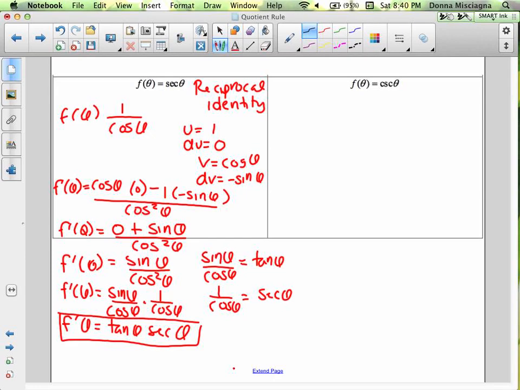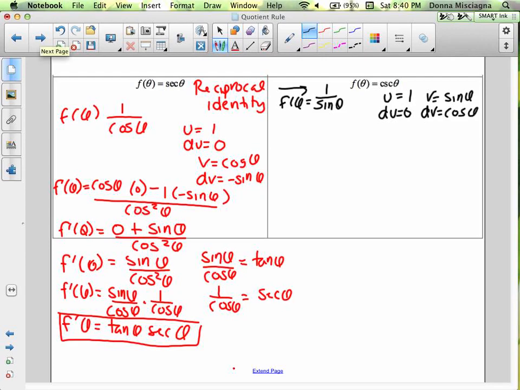All right, want the derivative of cosecant theta. Again, we're going to use a reciprocal identity. So our cosecant theta is the same as 1 over sine theta. And you might be thinking, why did we use a reciprocal identity? Because we know the derivative of sine and cosine, and you don't know the derivative of cosecant. All right, so u is 1. The derivative is 0. V is sine theta. The derivative is cosine theta.